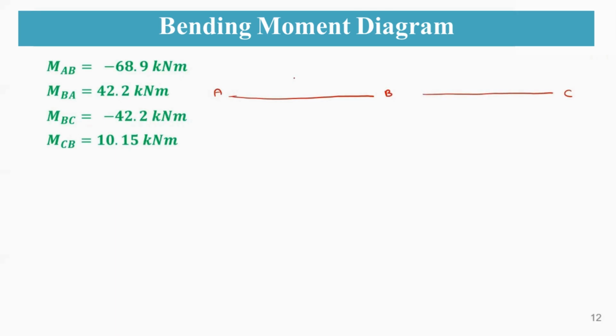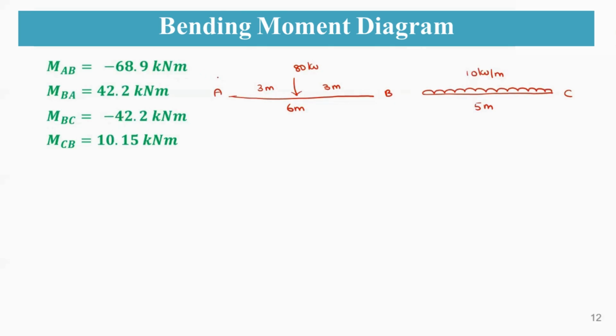For your AB, you are having a point load of 80 kilonewton. This is 3 meters and this is 3 meters, total 6 meters you are having. And next is your UDL of 10 kilonewton per meter. Here you are having 5 meters.